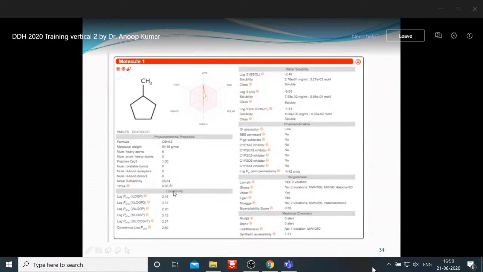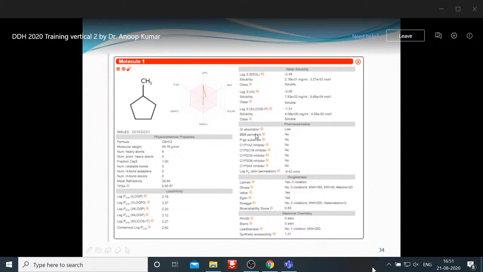Second, this tells about the lipophilicity or lipophilic character of the molecules. So you can get log P o/w, this is the octanol/water coefficient, and you can get the MlogP values. All these values will tell you whether your molecule is lipophilic and how lipophilic it is. Water solubility, as I told you, there should be a balance between lipophilicity and hydrophilicity. So you can get to know about hydrophilic as well as lipophilic characters.